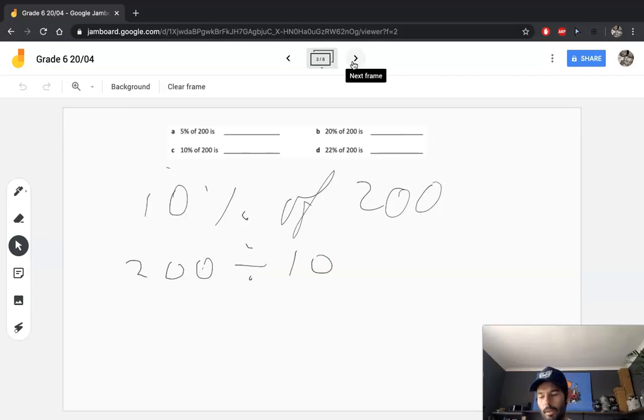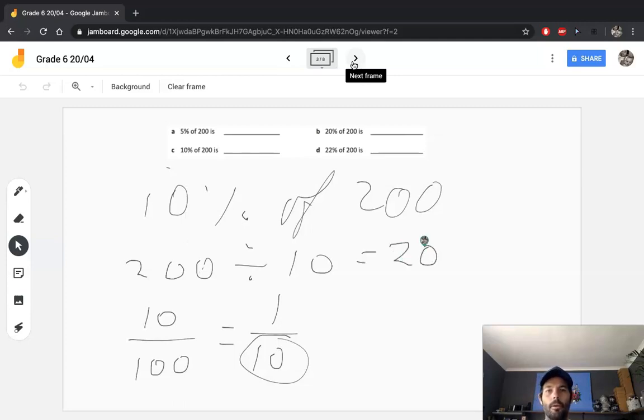Because 10% is 10 over 100, which equals 1 over 10. And we know we divide by the denominator, and the denominator is 10. So 10% of 200, which is 200 divided by 10, is equal to 20. Okay, so therefore 5% must be half of that, and we've already worked that out to be 10. So there are two options there for you to work out.